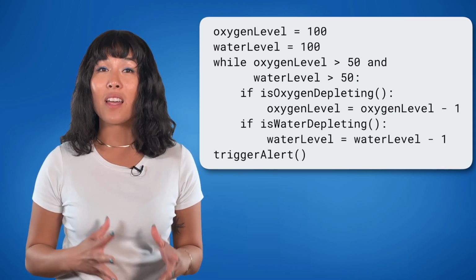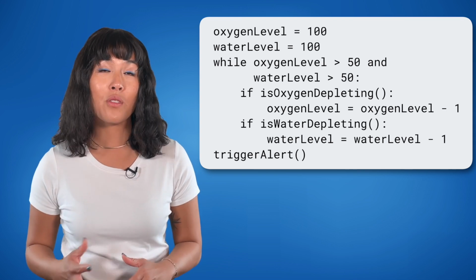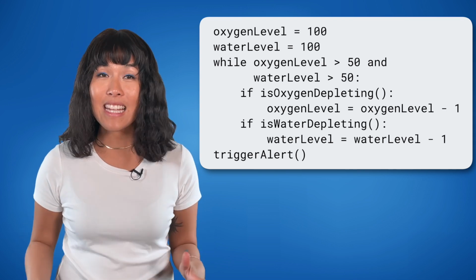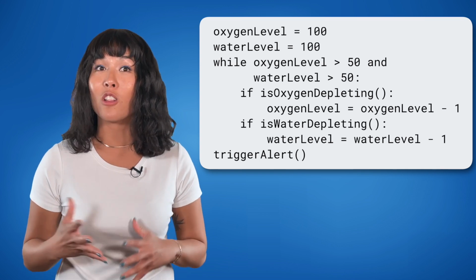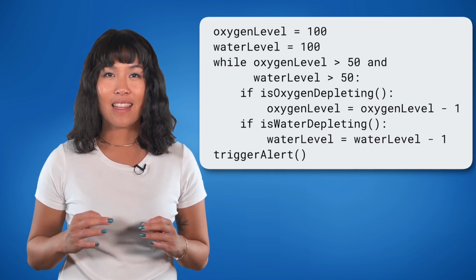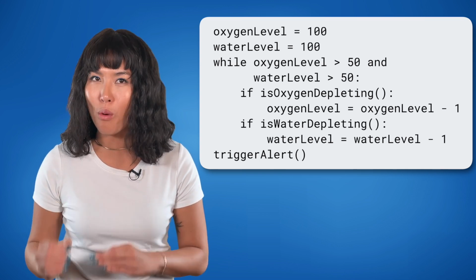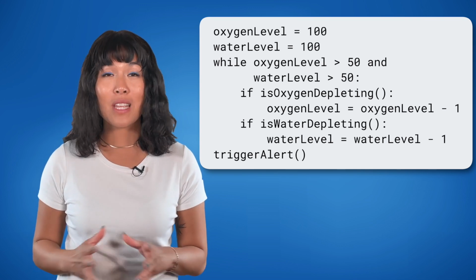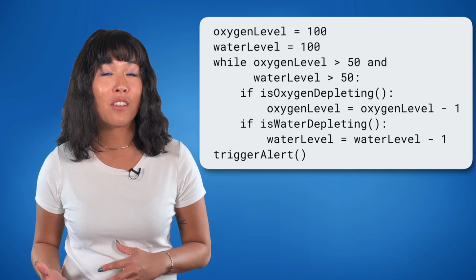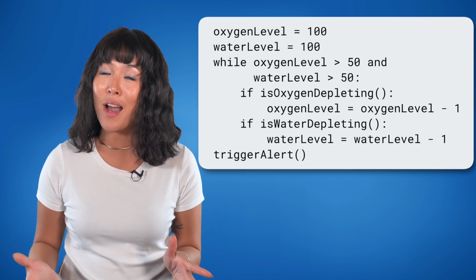This way, once either the oxygen level or the water level gets below 50, the and statement will become false. Then the loop will stop and the alert will sound. In this loop, I'm repeatedly tracking both oxygen levels and water levels, lowering their counters as they deplete and triggering an alert if any resource runs out.